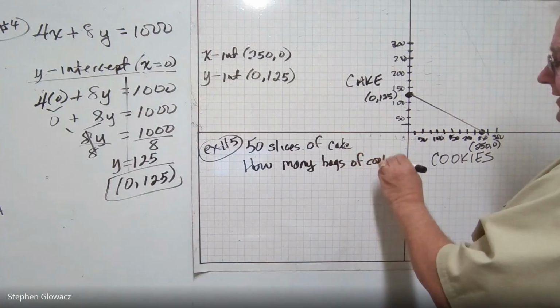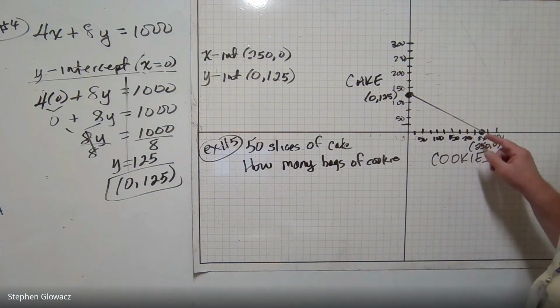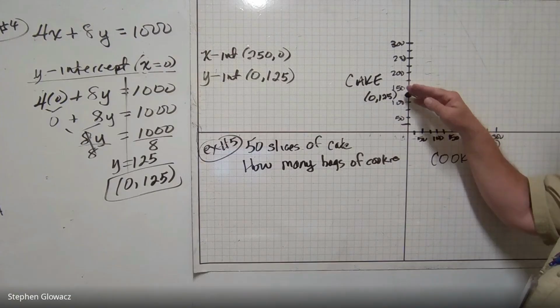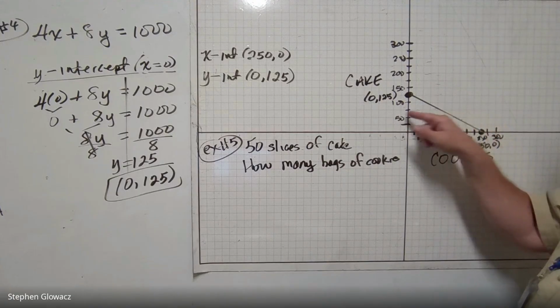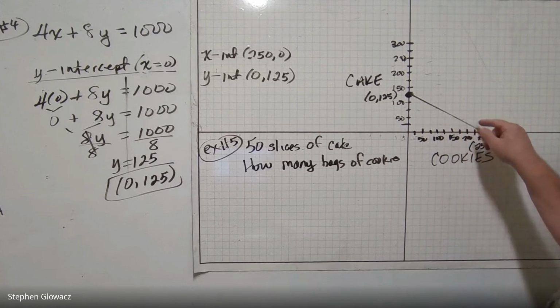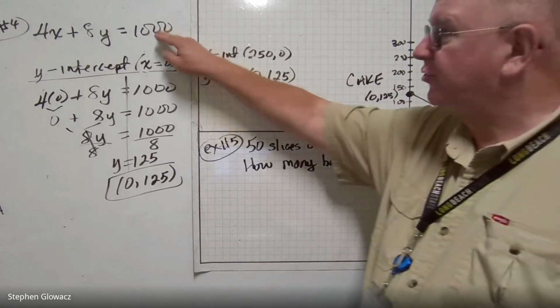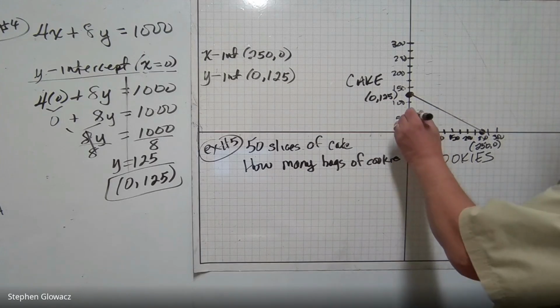Now, remember, this line represents the 4x plus 8y equals 1,000. That's our equation. Any point on this line, any combination of bags of cookies and slices of cake, will meet our goal, because every point on this line is a solution to that equation, which is what we graphed here. So let's take a look. If we sold 50 slices of cake, so here's 50.